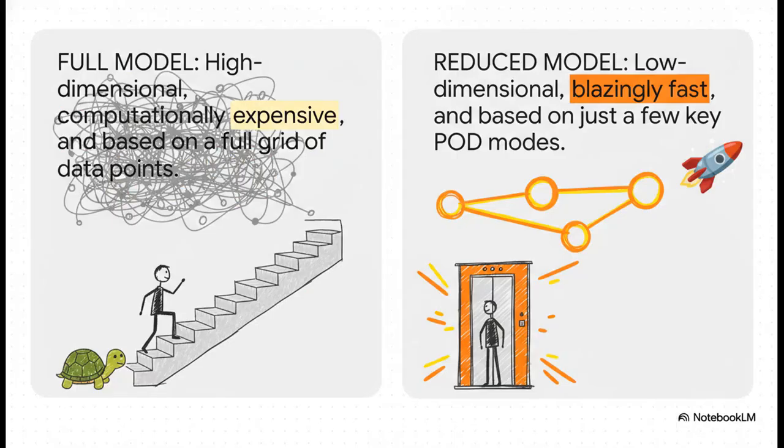And this slide just says it all, doesn't it? On one side, you have the full model. Slow, expensive, super heavy. It's like taking the stairs in a skyscraper. And on the other side, our reduced order model. Sleek, low-dimensional, and blazing fast. That's the super fast elevator straight to the top. You get to the same place with a tiny fraction of the effort.